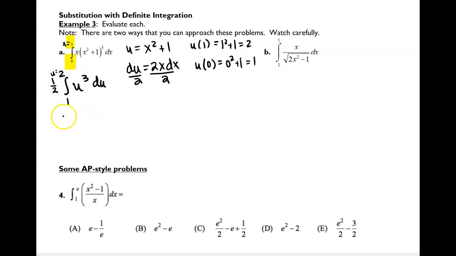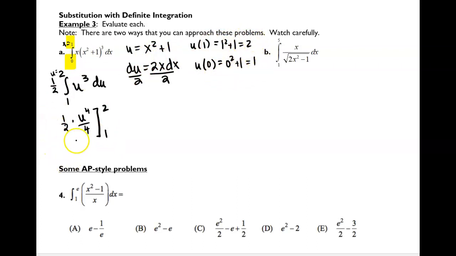I'll integrate like normal, 1/2 times the antiderivative of u to the third is u to the fourth over 4. And I'm going to evaluate from 1 to 2. The nice part about this method, since these are already in terms of u, I can just plug them in for u. I don't need to replace the u with the x squared plus 1. I've essentially already done that by plugging the bounds in.